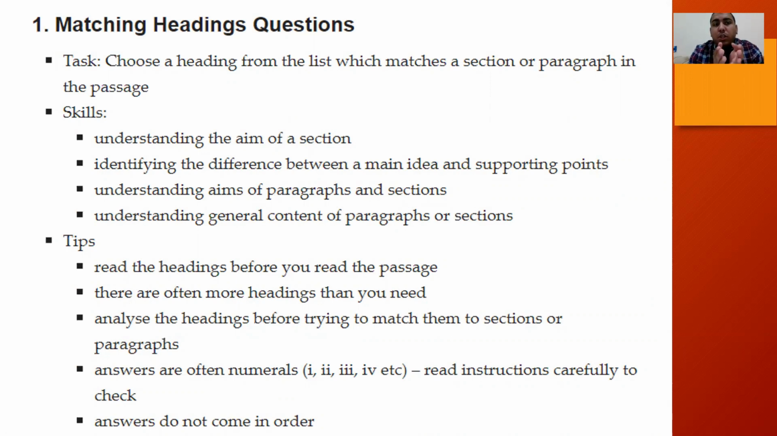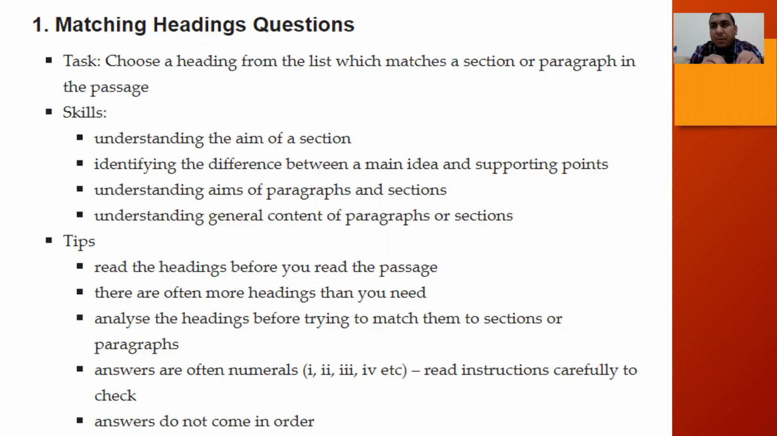Task: choose a heading from the list which matches a section or paragraph in the passage. And here you have some skills that you have to prepare yourself and train yourself on. The first one here, understanding the aim of the section. Understand the aim of the paragraph that you are going to match the headings to. Identifying the difference between a main idea and the supporting points inside the paragraph. Understanding aims of paragraphs and sections. Understanding general content of paragraphs or sections.